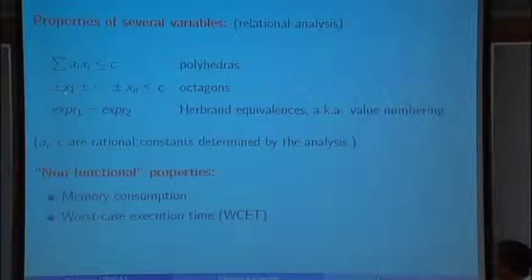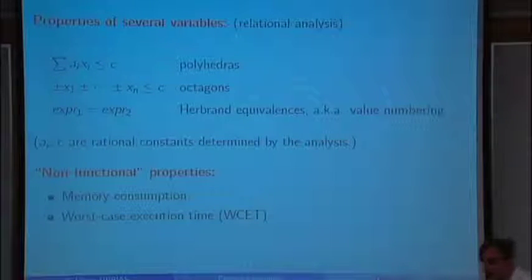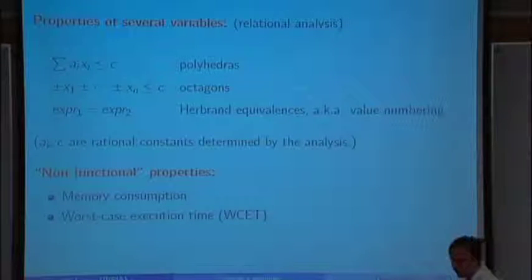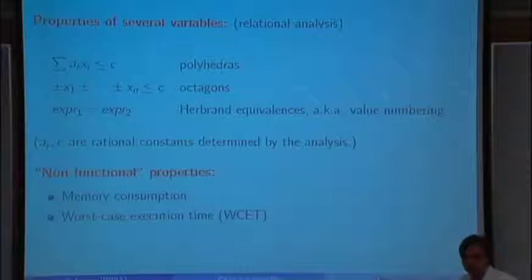So there's a simplification where you take the coefficients to be 0, +1, or -1. And it's called octagons, because in 2D that gives you octagons. And this one is cheaper to compute and very useful, actually. Then you can have so-called Herbrand equivalences, which are just equalities between symbolic expressions involving variables. And then there's even analysis for so-called non-functional properties. So properties that don't talk about values of variables, but may talk, for instance, about memory consumption or worst-case execution time.